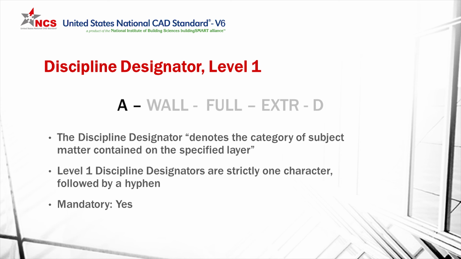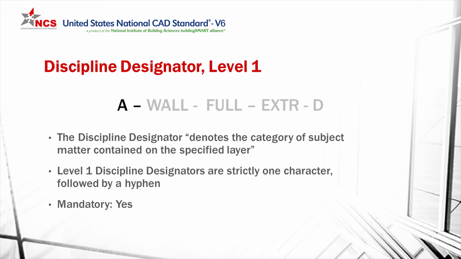Now, level 1 discipline designators are strictly one character followed by a hyphen. So in this case, you have the architectural discipline designator followed by a hyphen. If it was mechanical, it would be M followed by a hyphen, or electrical would be E followed by a hyphen. Now, is this mandatory? Yes. You do have to use this character when creating a layer name.